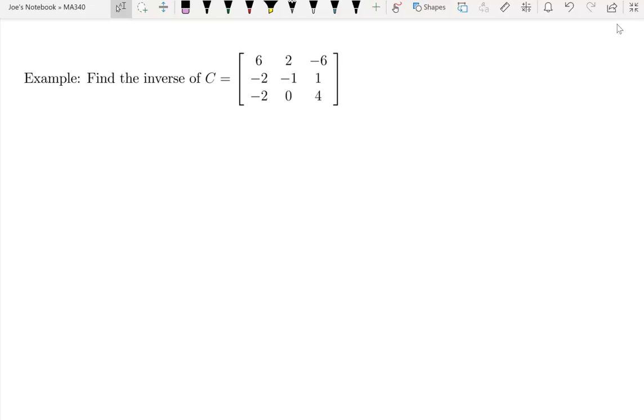All right, well, let's go ahead and do this example. We skipped over it last time to do one of the matrix equation examples. I want to go back and do this one with one of the 3x3 matrices. So we've got this matrix C, and we want to find its inverse. What do we do first?